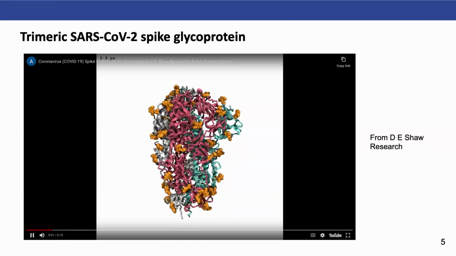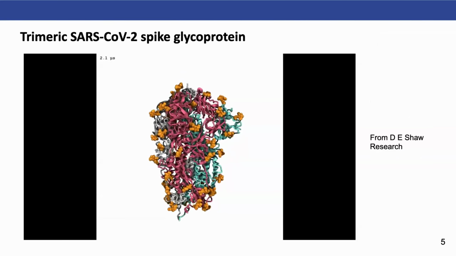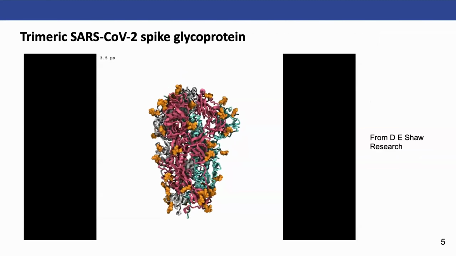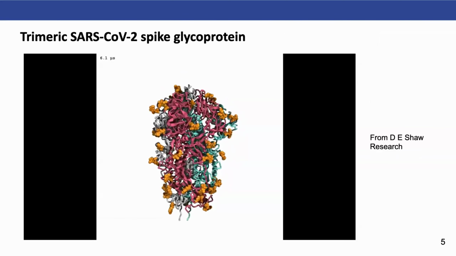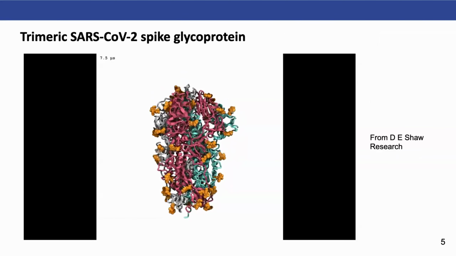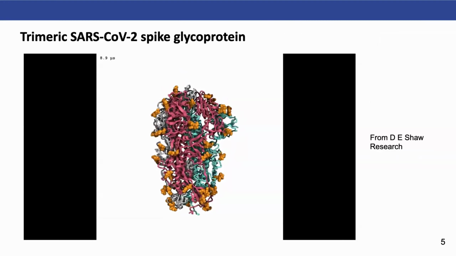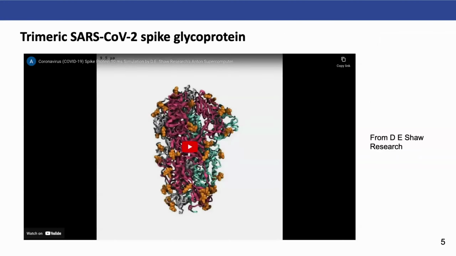Another example is from D. E. Shaw Research. They made this simulation available of the SARS-CoV-2 spike glycoprotein. You see the protein in red, grey, and cyan, and then the glycosylation groups, so the sugar groups, in orange, at the top and around.